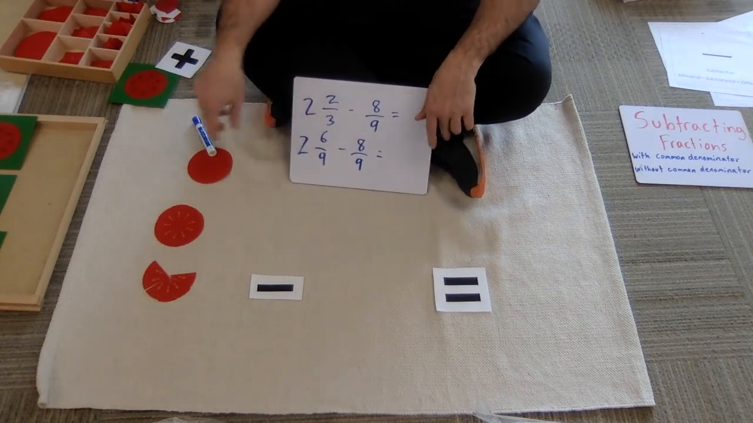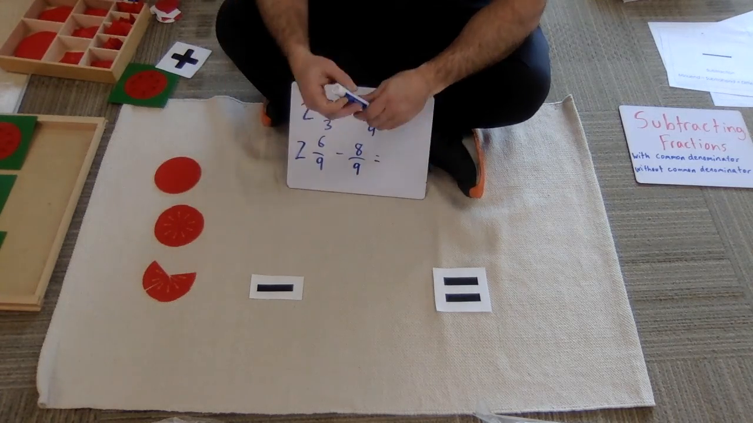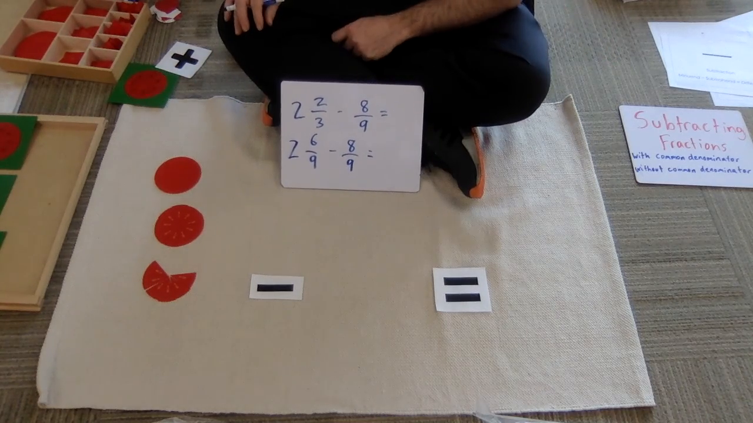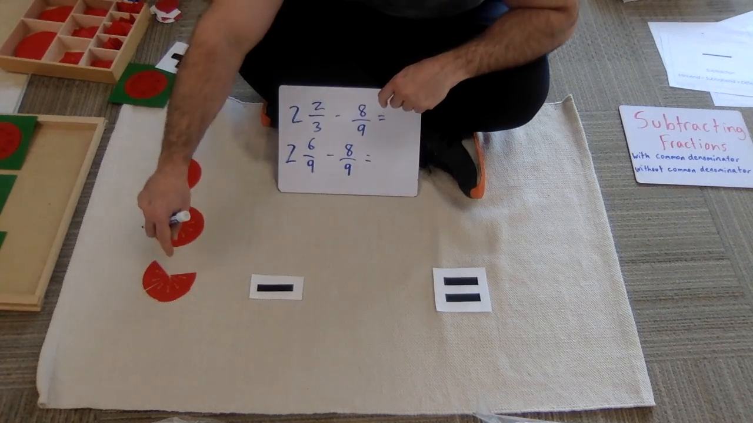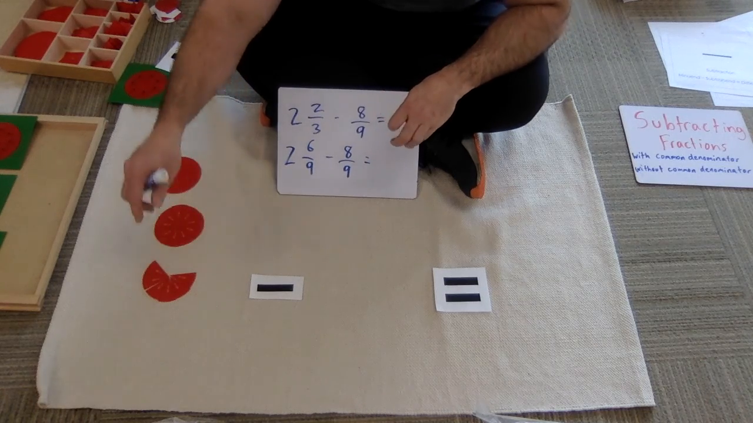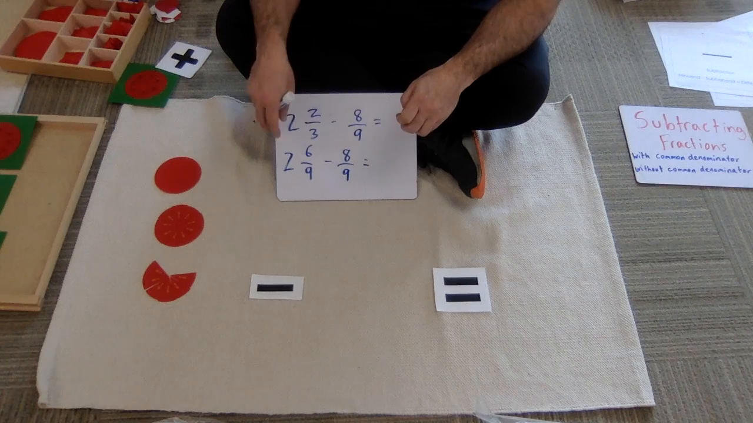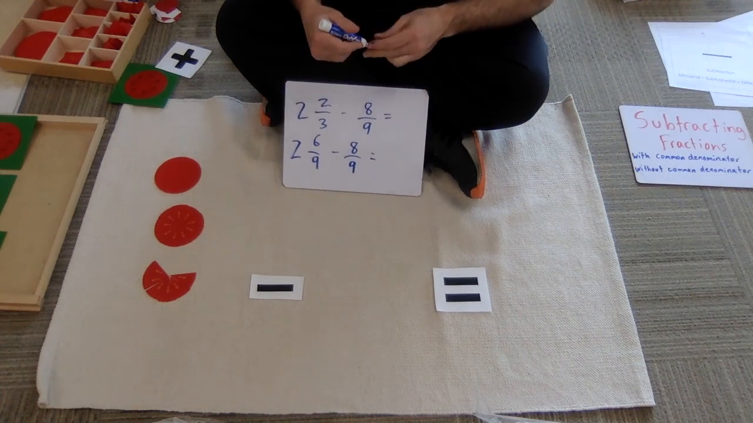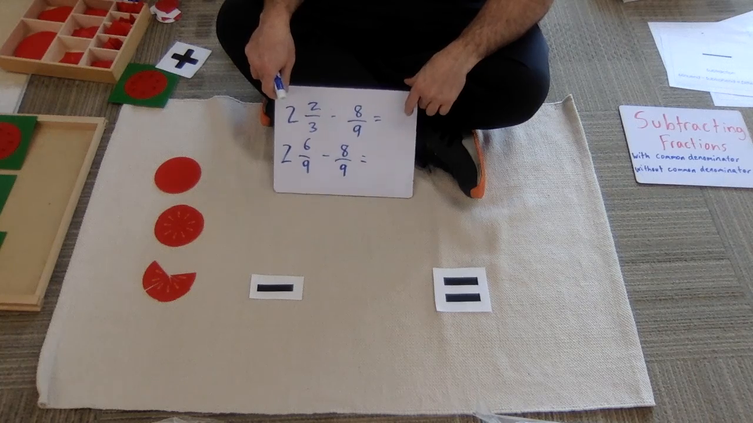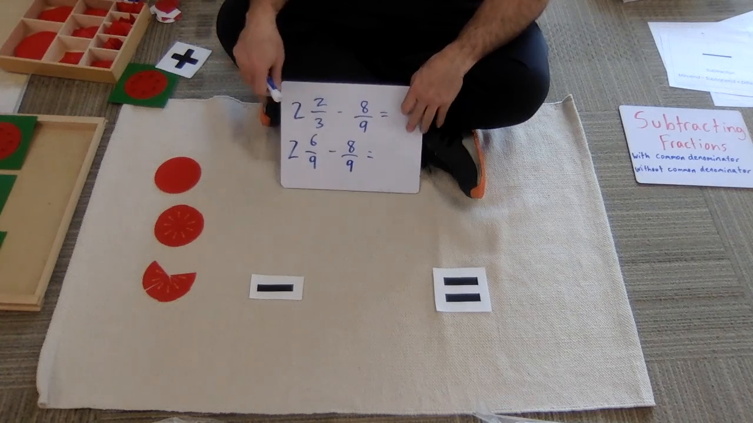So now, how many 9ths total do I have? 1 and 9 plus 1, 2, 3, 4, 5, 6. 1 and 15/9ths. Let's just go ahead and start doing the subtraction here of the 9ths. All right, so are you guys ready? We're going to take away 8/9ths.